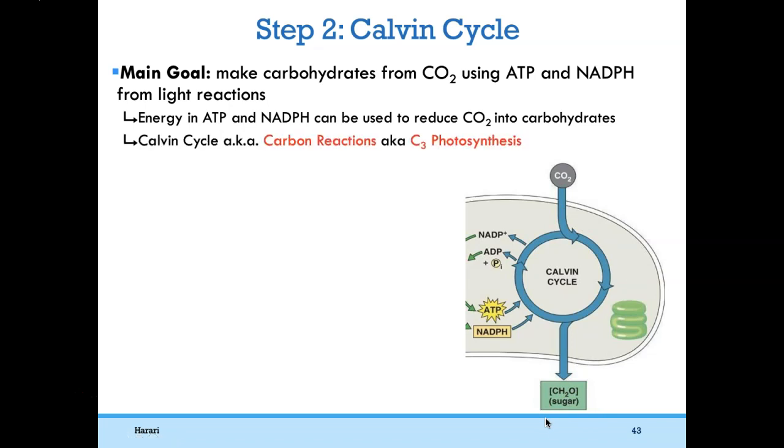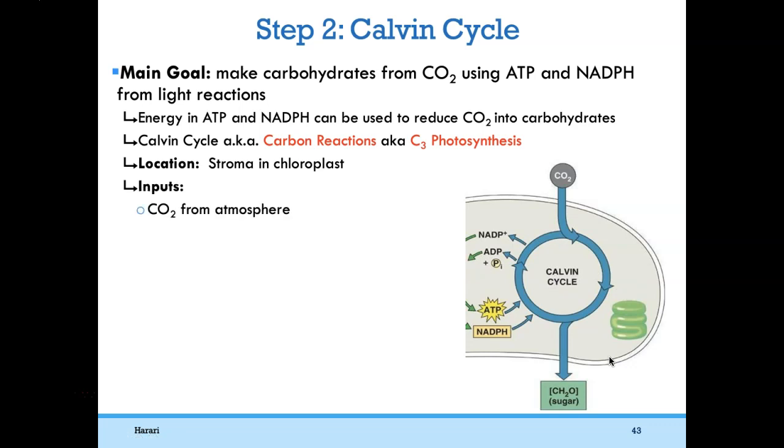The Calvin cycle, I said, is also known as the carbon reactions. It's also known as C3 photosynthesis because it forms 3-carbon products. I'm not going to go into too much, but think about C3 photosynthesis as the same thing as the carbon reactions, the same thing as the Calvin cycle. This all occurs in the stroma of the chloroplasts, outside of the thylakoids.